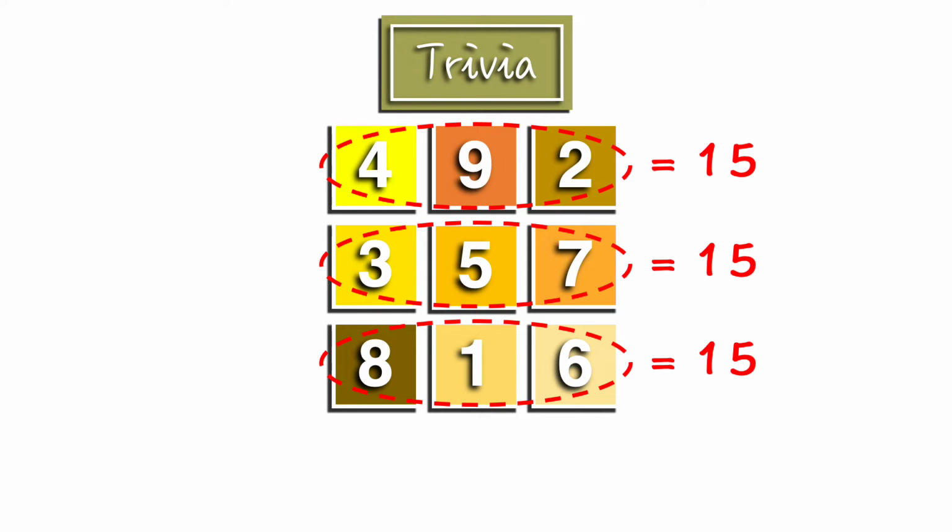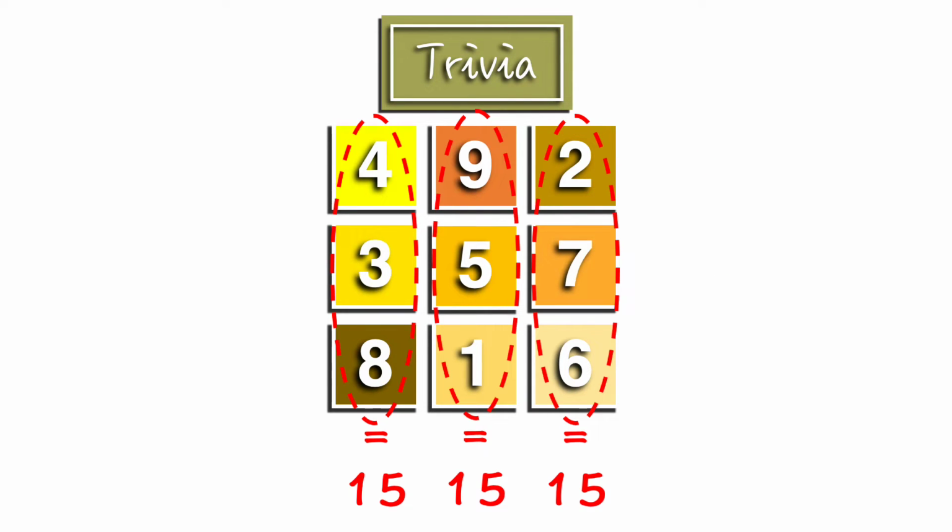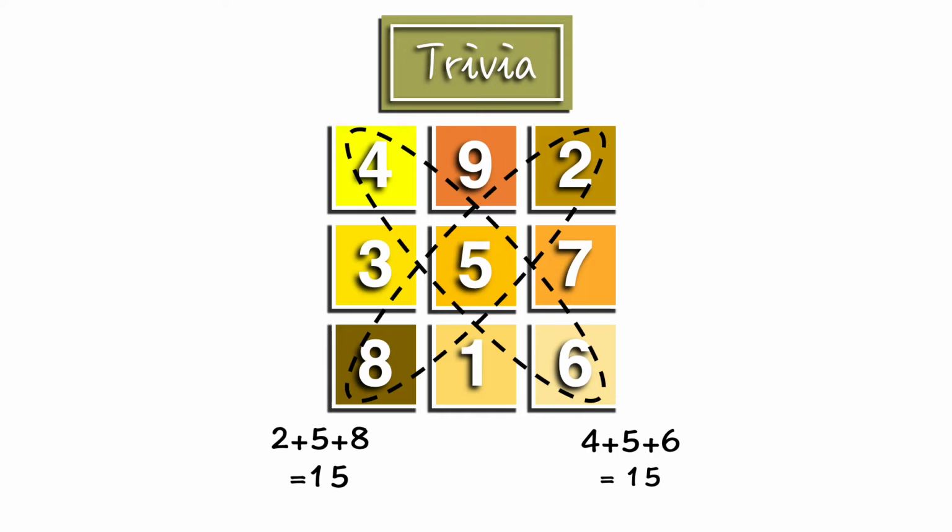We can see here the horizontal rows of 4 plus 9 plus 2 equals 15, 3 plus 5 plus 7 equals 15, 8 plus 1 plus 6 equals 15. And the vertical rows, 4 plus 3 plus 8, 15, 9 plus 5 plus 1, 15, 2 plus 7 plus 6 equals 15. And the diagonal rows of 4 plus 5 plus 6 equals 15, 2 plus 5 plus 8 equals 15.